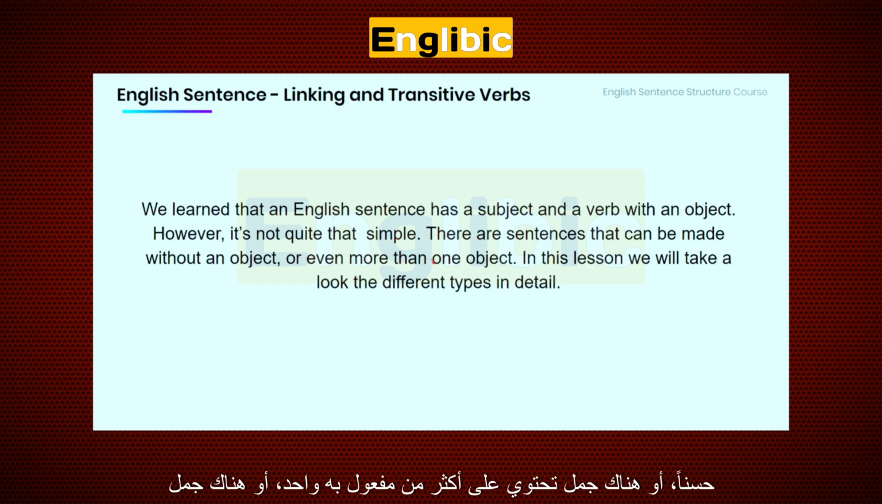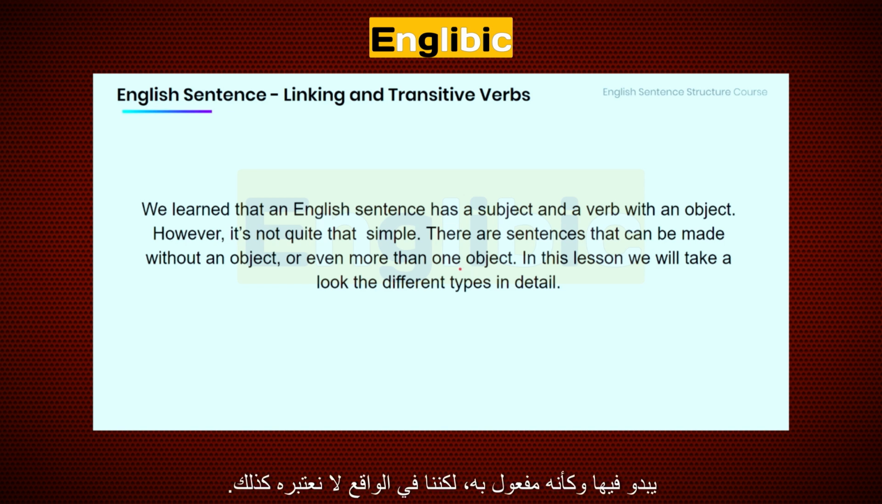Or there are sentences that have more than one object, or there are sentences where it looks like an object, but actually we don't consider it an object. So in this lesson, we're going to go over those different types.